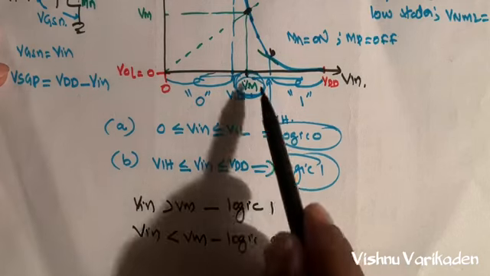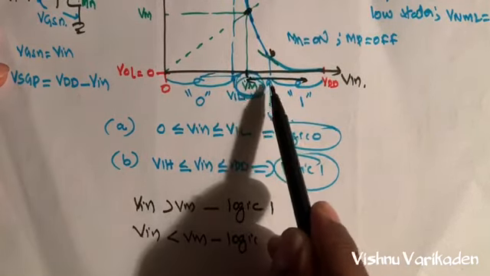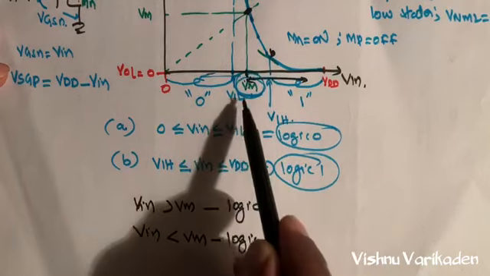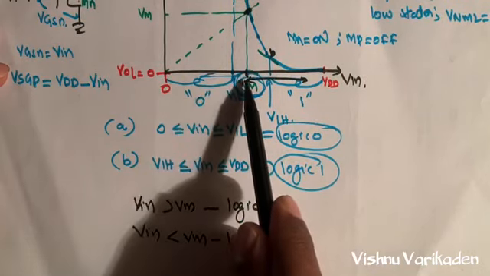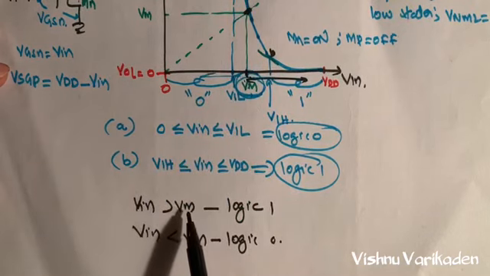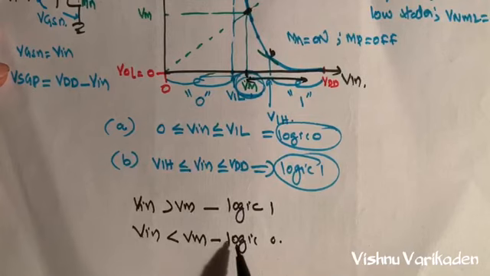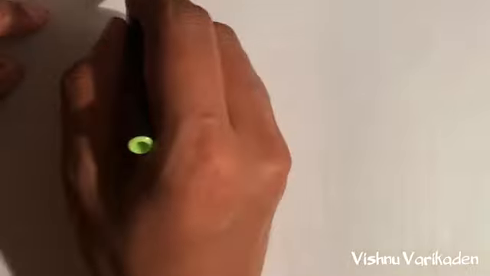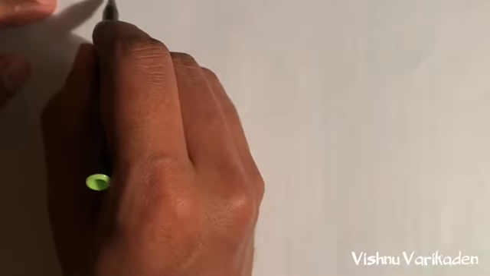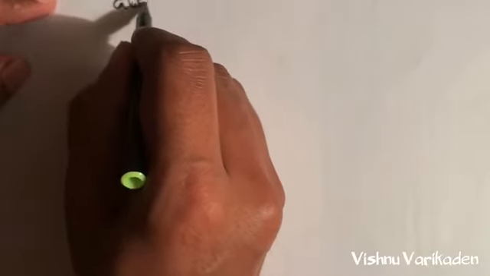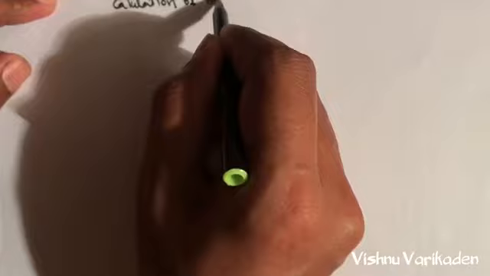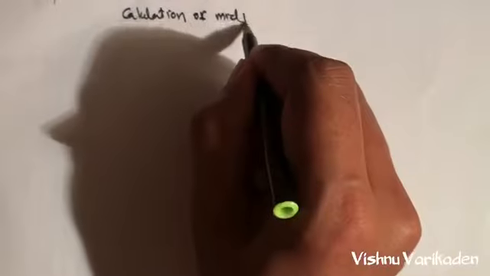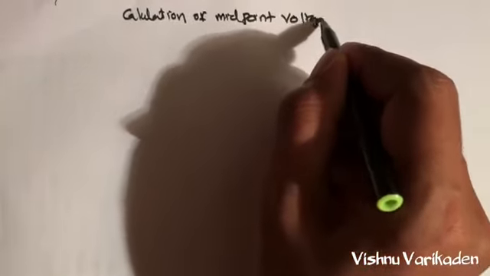Also we can predict the logic 1 and logic 0 values. Logic 1 happens when Vin is greater than the VM point, and logic 0 we can find when Vin is less than the VM point. So Vin greater than VM is logic 1, and Vin less than VM is logic 0. Now we are moving to the calculation of the midpoint voltage VM.